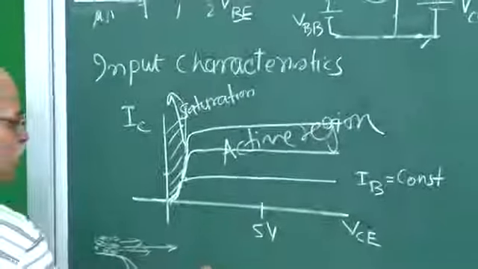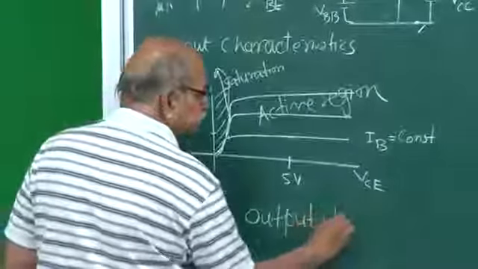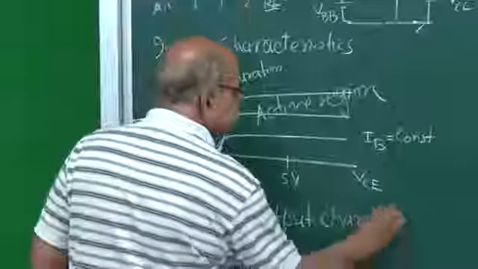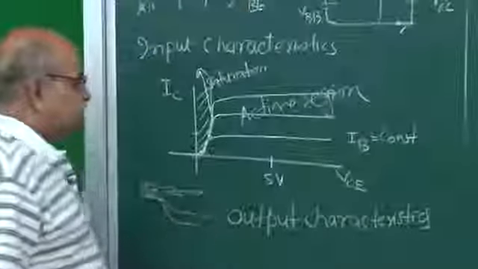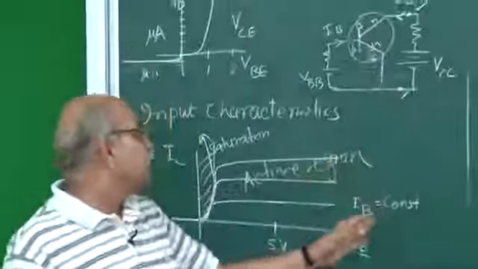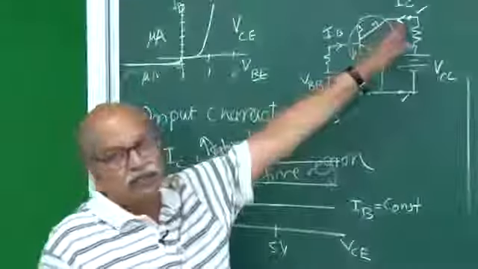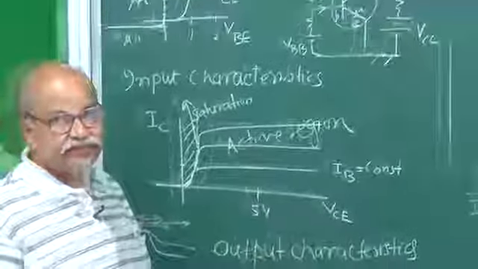So this is known as output characteristics: VCE, the voltage on the output side, and IC, the current on the output side.